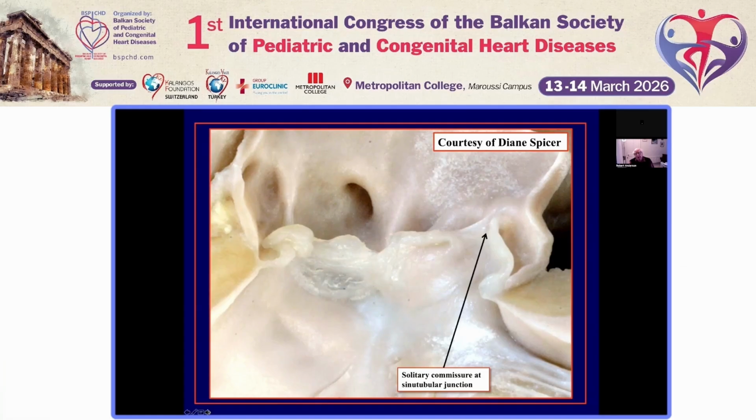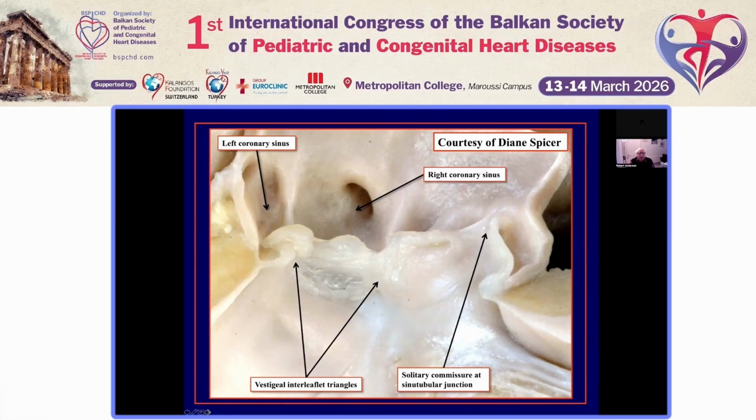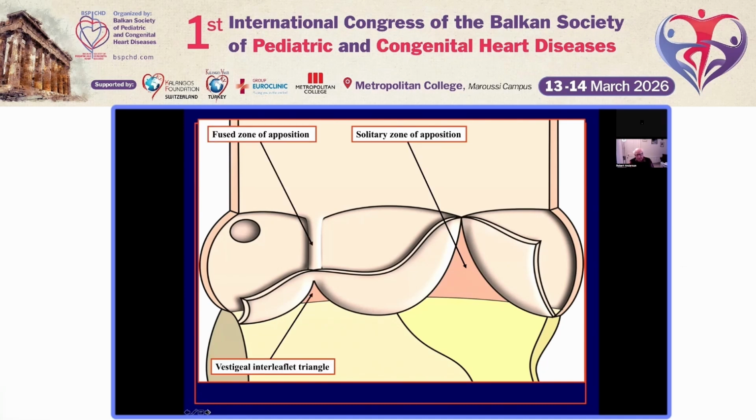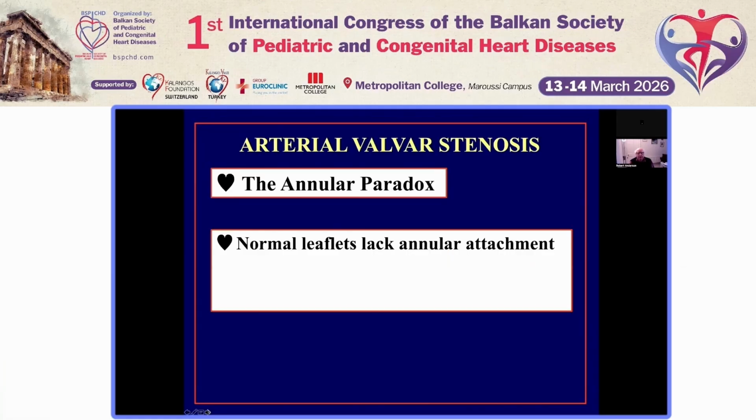So there is the solitary zone of apposition, or commissure, which comes up to the sinutubular junction. And you notice that that is adjacent to the aortic leaflet of the mitral valve. And I don't think that is coincidental. There is the left coronary sinus, the right coronary sinus, and if you look carefully, you can see those vestigial interleaflet triangles, and that is because the leaflets are now attached in much more annular fashion. And it is this attachment in annular fashion that gives us a solitary zone of apposition with raphes and vestigial formation of the interleaflet triangles.